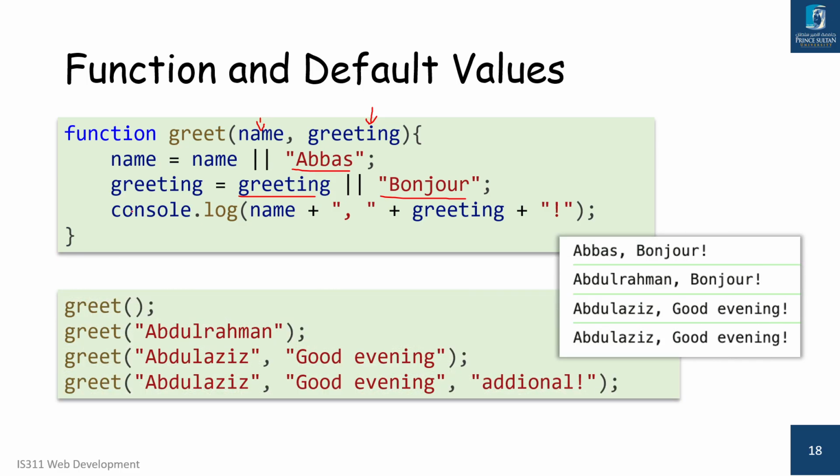So here, in this case, we are printing the message Abbas bonjour. Bonjour is French for good day. And then Abdul Rahman, again I say Abdul Rahman bonjour, because the greeting value is not given. So in this way, we can overcome the problem of values that are not given. We can assign some default values using these statements.